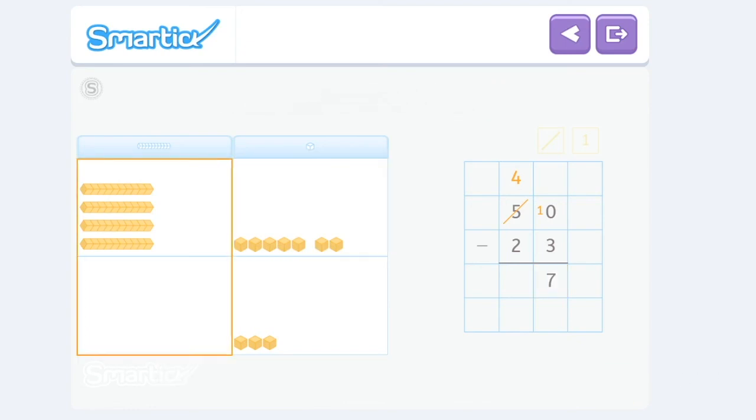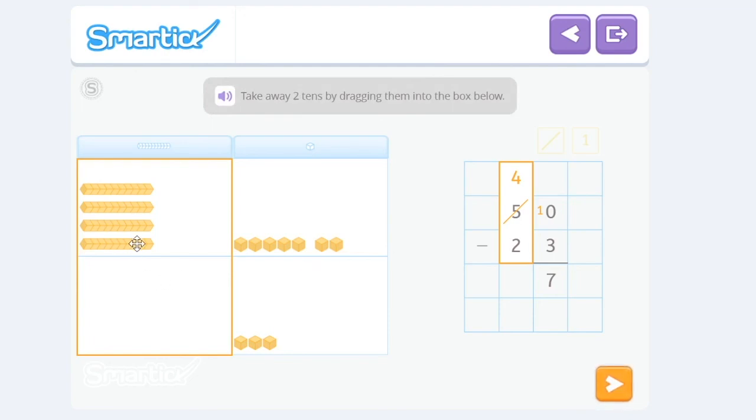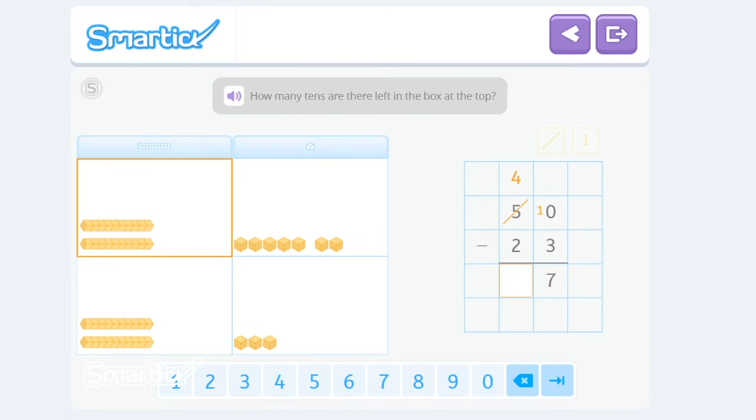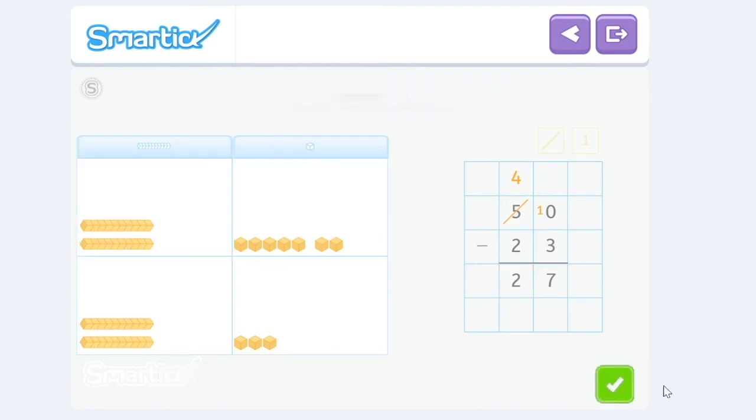Now you only have the tens left to subtract. You have to subtract 2 from 4. Take away 2 tens by dragging them into the box below. When you've done it, press the Continue button. So let's take away 1, 2. Great! How many tens are there left in the box at the top? There are 2 tens left. Perfect! 4 minus 2 equals 2, and the result of the subtraction is 27. Now you know how to subtract with carrying.